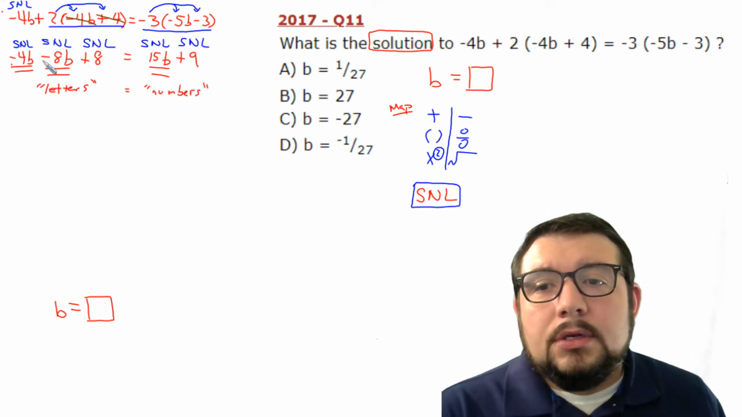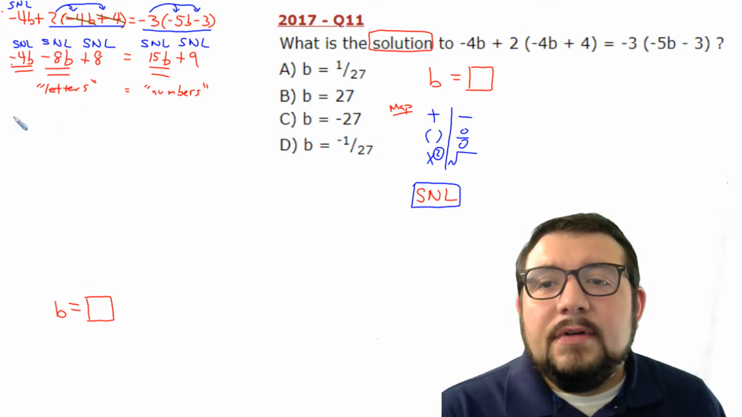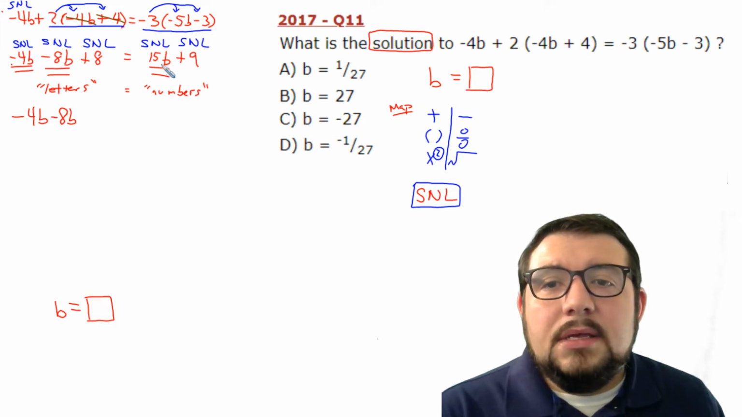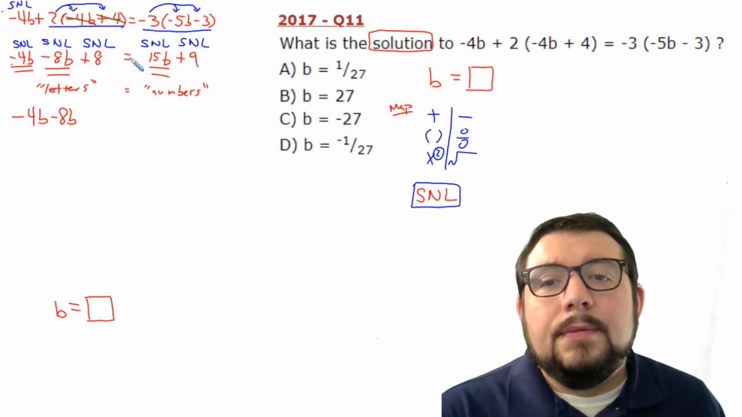Okay? So, or variables, you could call them, if you want to be very fancy about it. -4b minus 8b. Those look correct, so I'm just going to copy them down. But this 15b needs to move. It needs to come to the other side of the equal sign. See, the equal sign is like a barrier.